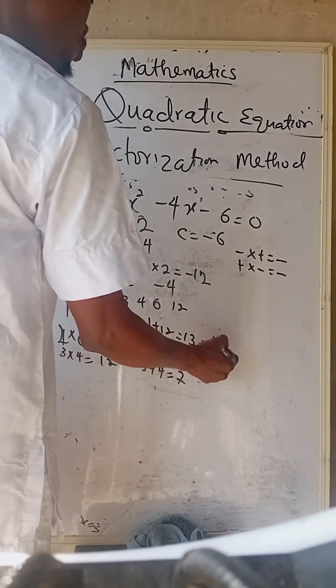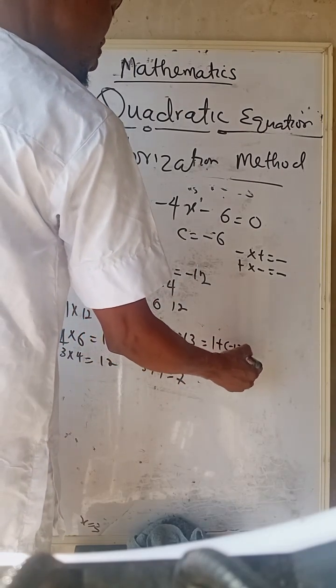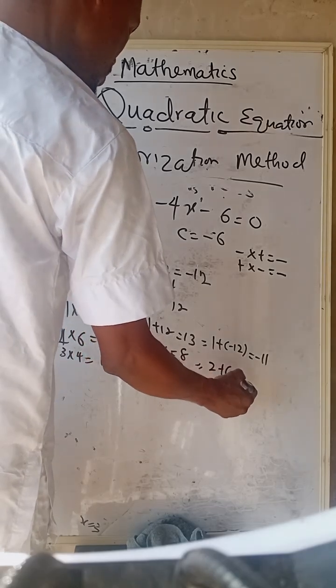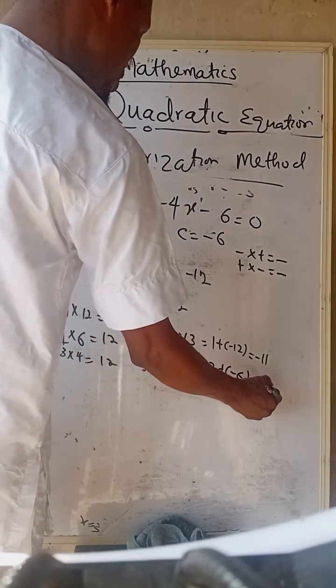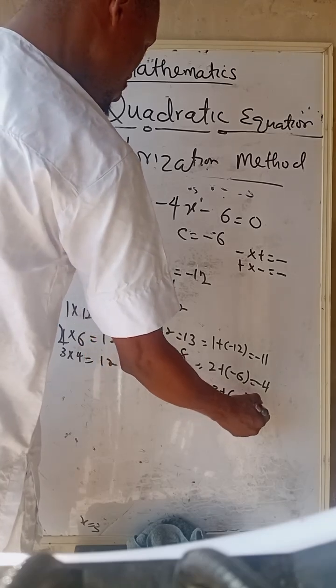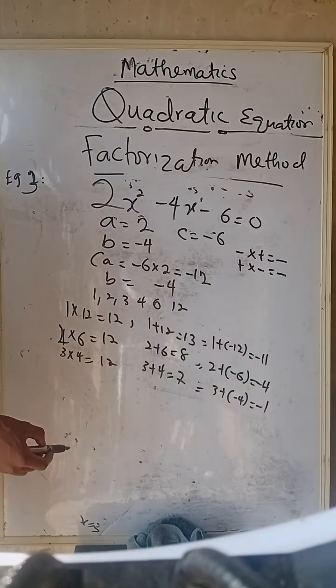Now let's do 1 plus -12. This gives me -11. If I do 2 plus -6, I'm going to have -4. If I have 3 plus -4, I'm going to have -1. Now we have seen our answer.